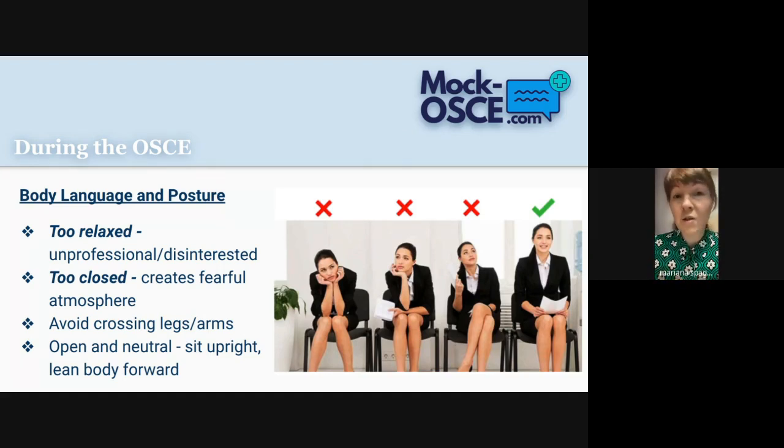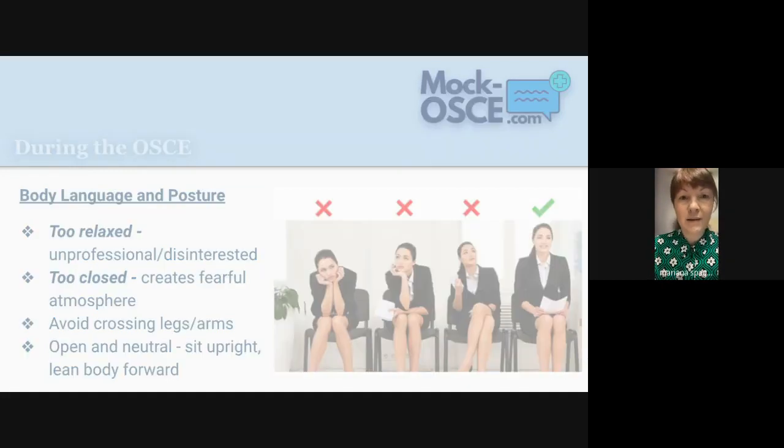You could be in your OSCE, you could be in your clinical interview making notes, which is fine, but try to find a balance between being closed off and still maintaining an interest in writing down what the patient is saying to you. Sometimes this could be a bit tricky, but keep your body language neutral, avoid crossing legs and arms, stay open and neutral, sit upright and lean slightly forward, showing your patient that you are actively listening and that you are interested while taking a few notes here and there.